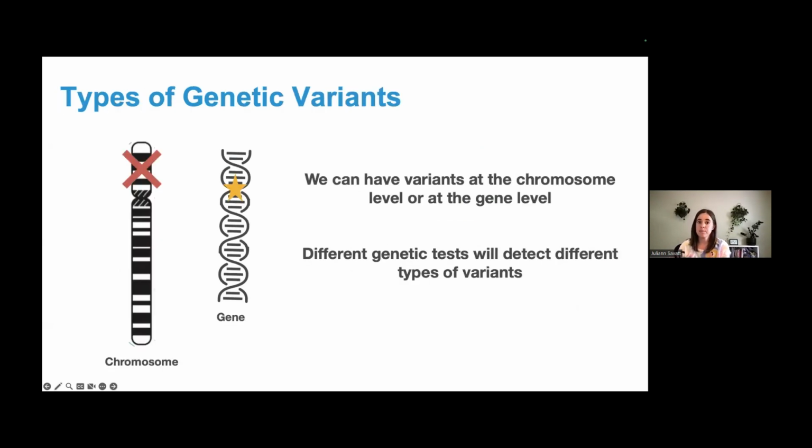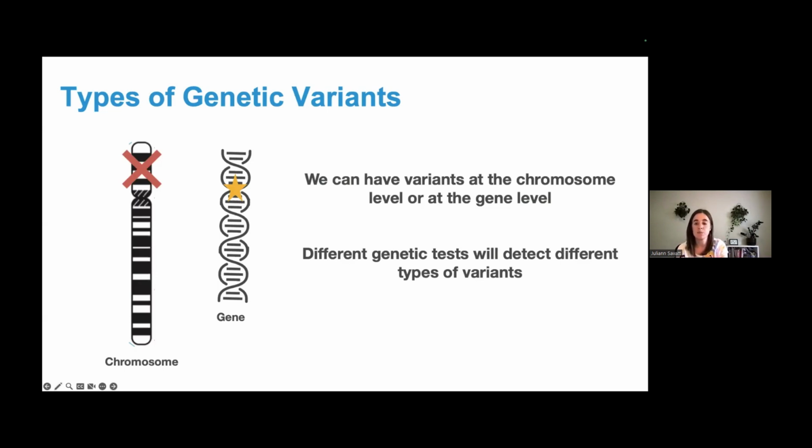There are different types of variants depending on the size, the scale, how much DNA is impacted. So we can have variants at the chromosome level or at the gene level. At the chromosome level, we might have an extra copy of a chromosome, like in the case of Down syndrome or trisomy 21. We might have a missing or extra piece of a large piece of the chromosome, what's called a copy number variant. Or we might have a single letter difference in a gene, what's called a sequence variant.